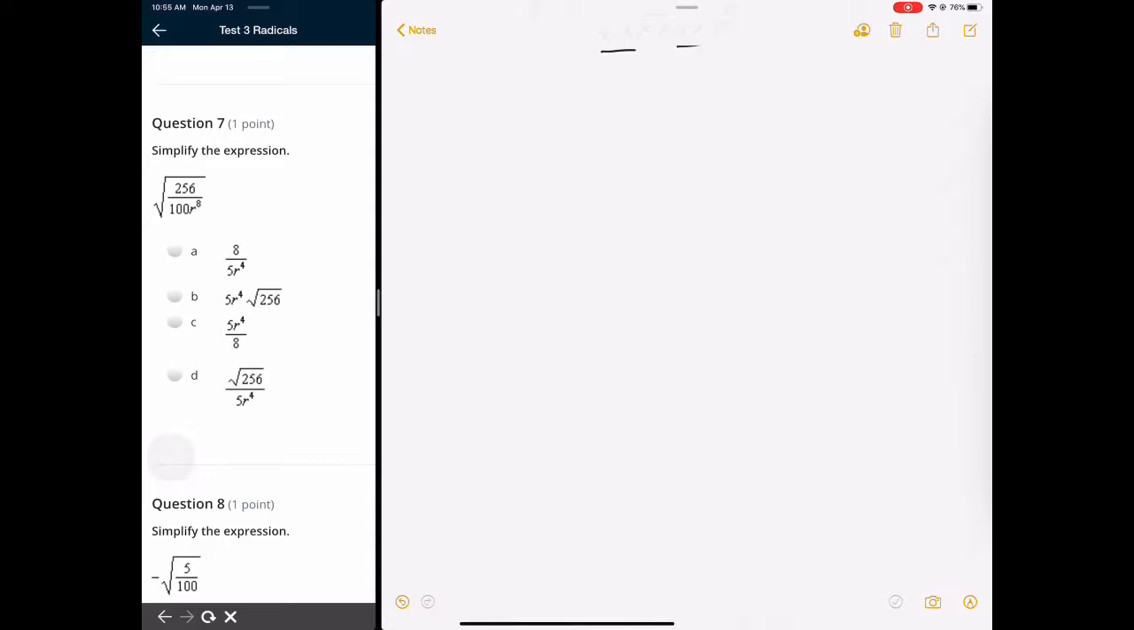So let's look at question number 7. Number 7 becomes a little more complicated. A lot more stuff is going on. 256 over 100 and r to the 8. Now again, we want to break this up into separate problems. That's a radical, that's a radical, that's a radical. Each of them gets their own radical.